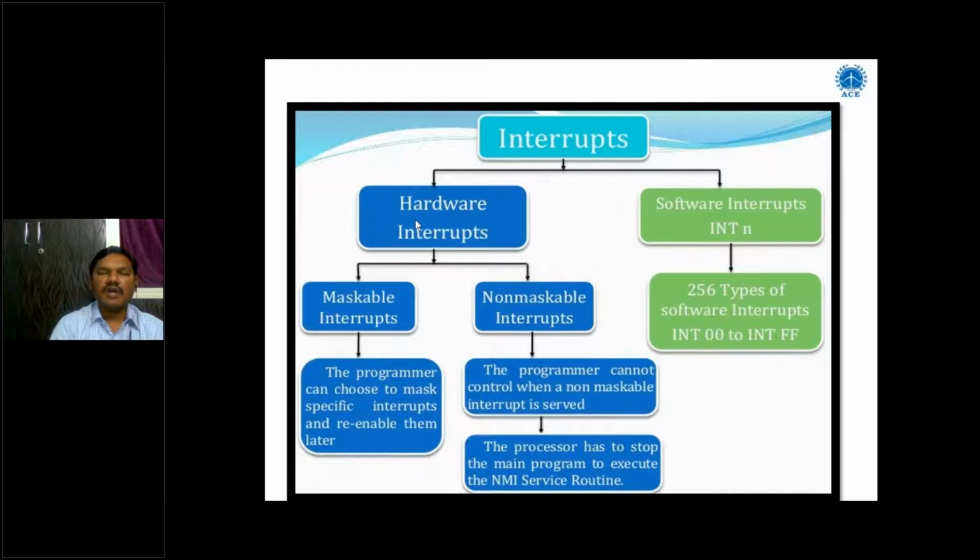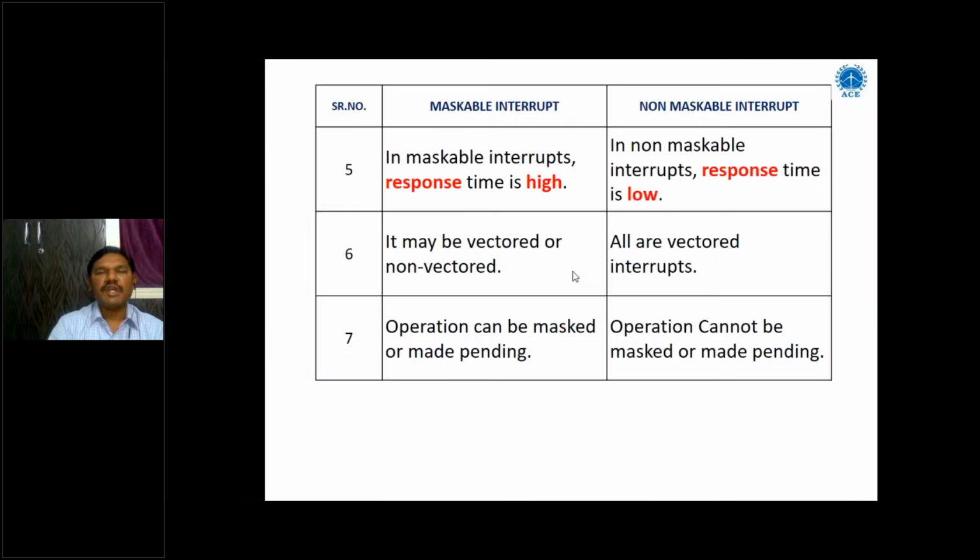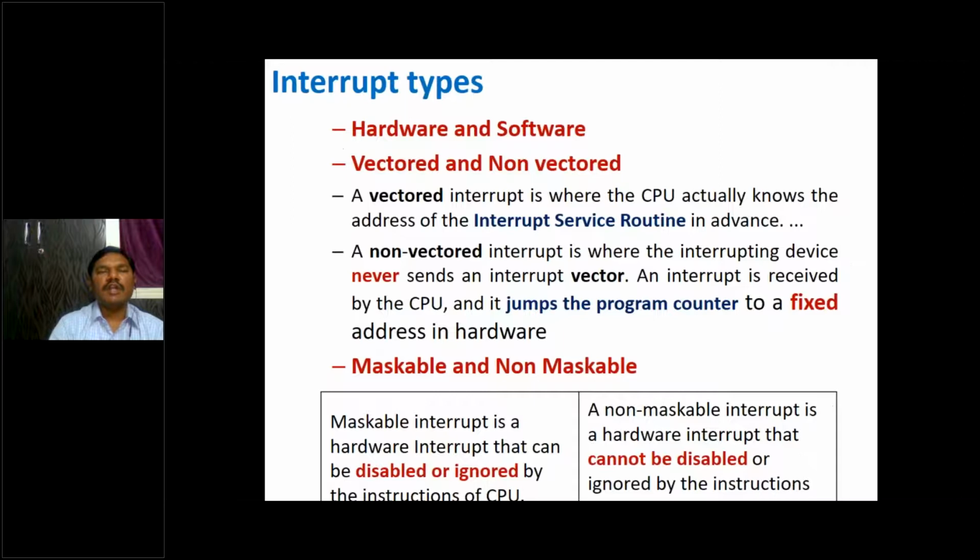Interrupts are basically two types: hardware interrupts and software interrupts. Hardware interrupts are further called maskable and non-maskable interrupts. But in the examinations we have to write like this, right? Hardware and software interrupts, vectored and non-vectored interrupts, and maskable and non-maskable interrupts. Hardware interrupts and software interrupts we will see later.